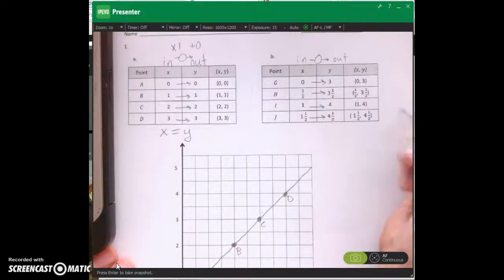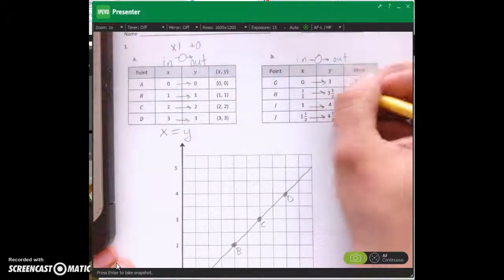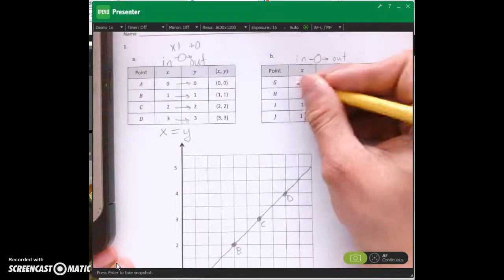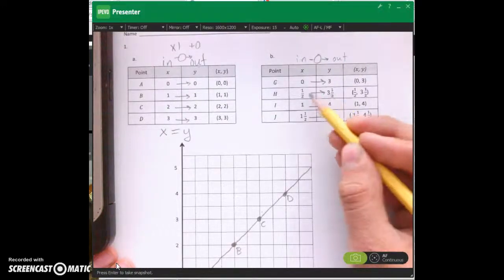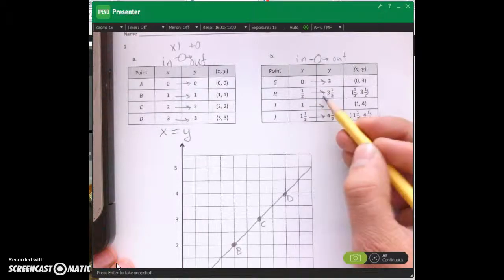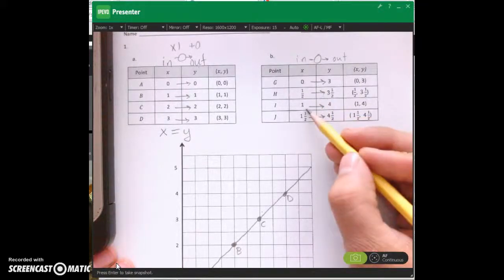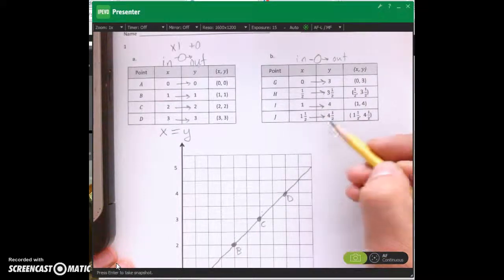So I must need to add, because I can't get anything else times something to get 3. So I have to add. I'm going to go 0 plus 3. Yep, that would be 3. Now let's try and see if it works for each one, because it has to work for every single relationship between the input and the output. 1/2 plus 3 is 3.5. Cool, we're good. 1 plus 3, 4. 1/2 plus 3, yeah, it works.